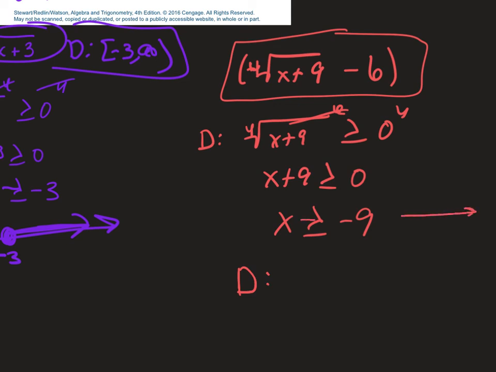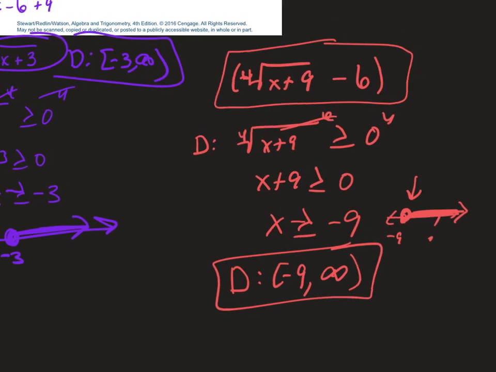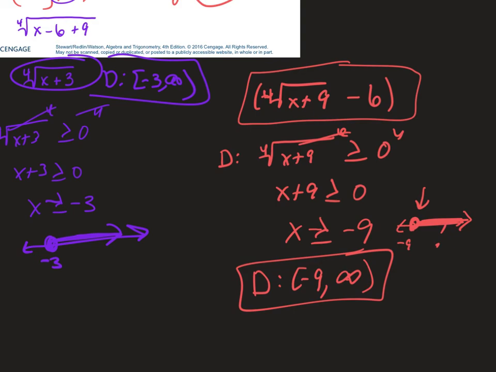Well, think about it. If I graph that, I have negative 9, I have 0. It has to be greater than or equal to. So where would it start and where would it end? It starts right here at negative 9, right? So it'd be negative 9 to what? Infinity. That would be your domain. Not the easiest thing in the world, guys. I know.